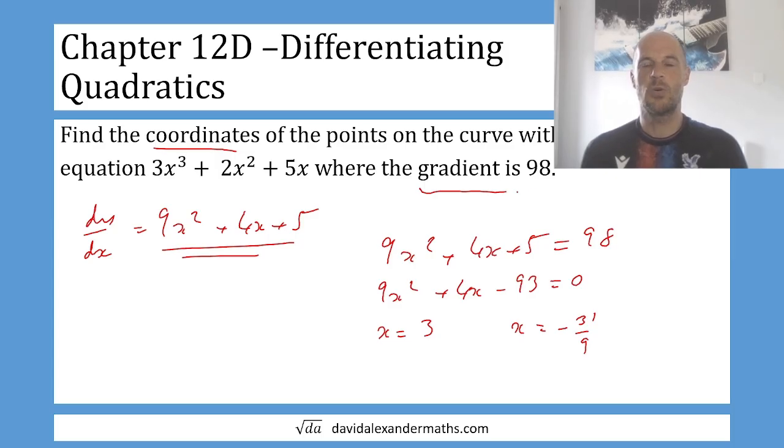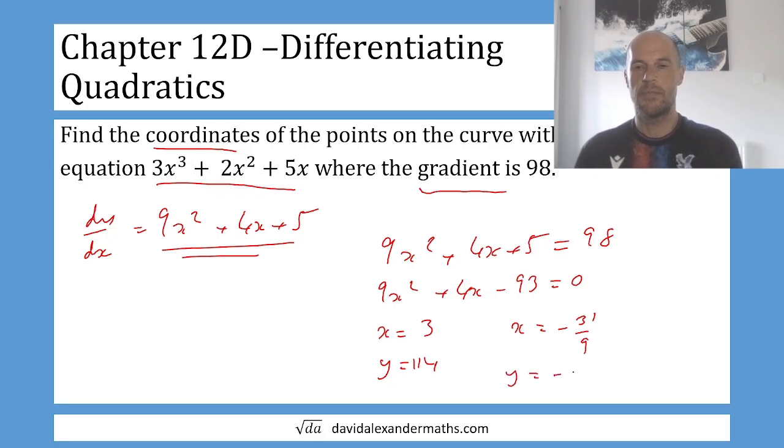I'm trying to work out the coordinates of a point on the curve, so the points on the curve fit the equation 3x cubed plus 2x squared plus 5x. So I need to substitute my 3 into this equation here. So 3 times 3 times 3 times 3 plus 2 times 3 times 3 plus 5 times 3, y is 114. And for the negative 31 over 9, I'll do a shortcut. Just type in minus 31 over 9 on my calculator and do 3 answer cubed plus 2 answer squared plus 5 answer. And I'm getting something pretty horrific.